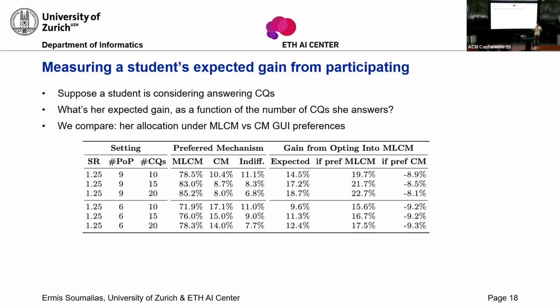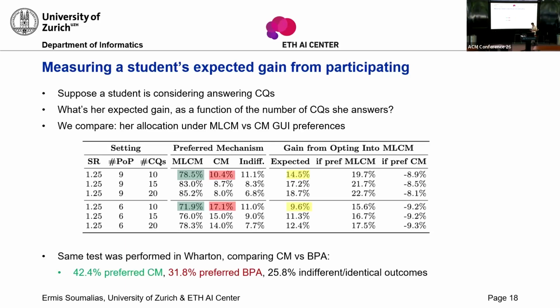In all settings that we tested, the student would prefer the allocation under MLCM in at least 71.9% of cases, while she would prefer her allocation under course in at most 17.1% of the cases. In the rest of the cases, she gets exactly the same schedule under both mechanisms. And finally, her expected gain from opting into our mechanism and answering comparison queries is at least 9.6%.